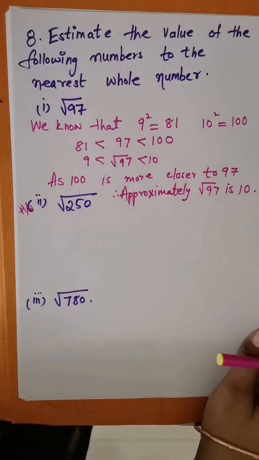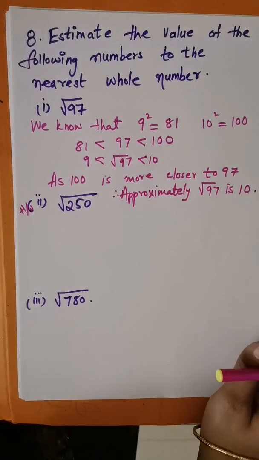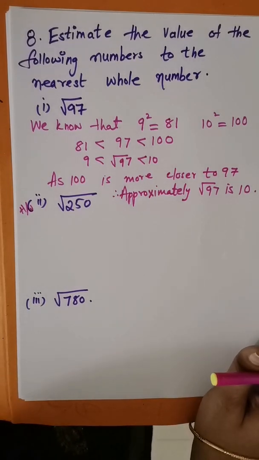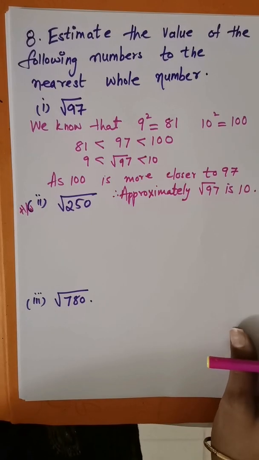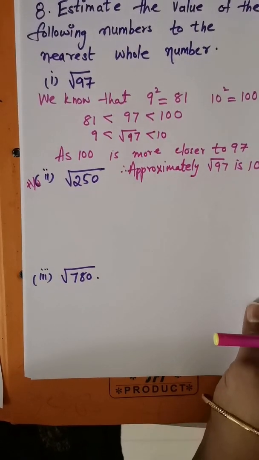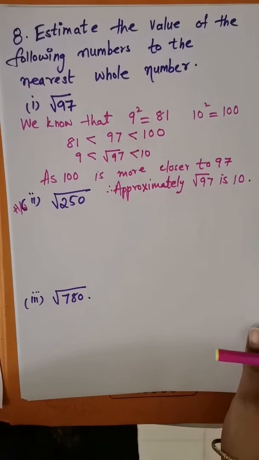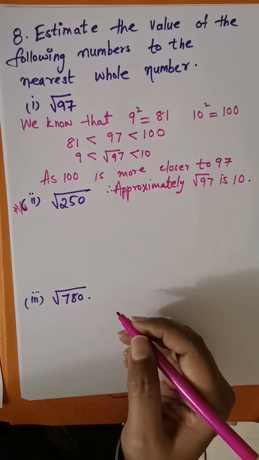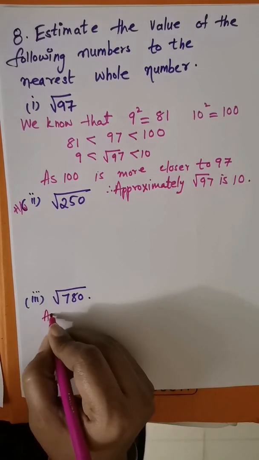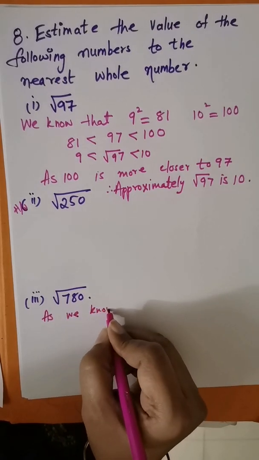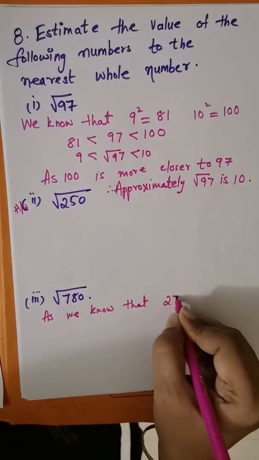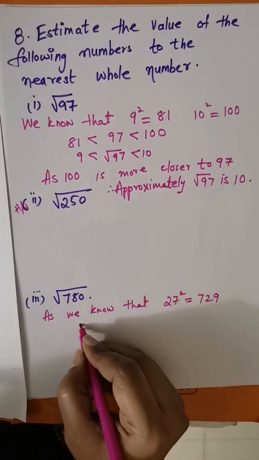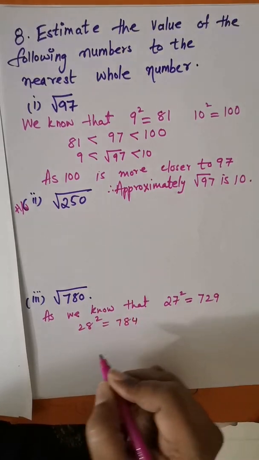Now 15 square is 225, 16 square is 256. So you have to find which is more near, and that will be the approximate value. Okay. Now for root of 780, you have to try out numbers like 25 square, you check out 26. As we know that, now children, 27 square is 729 and 28 square is 784.